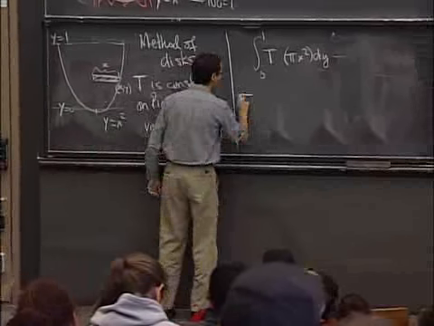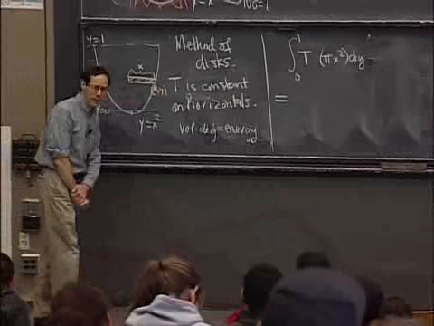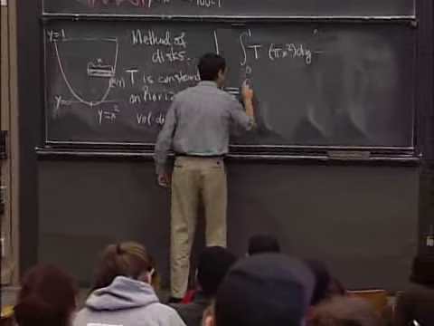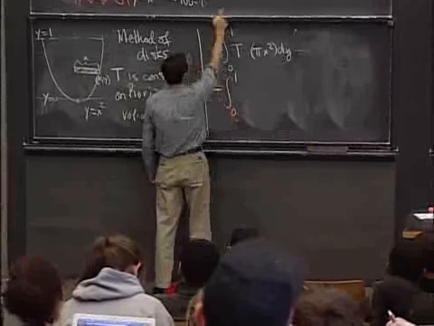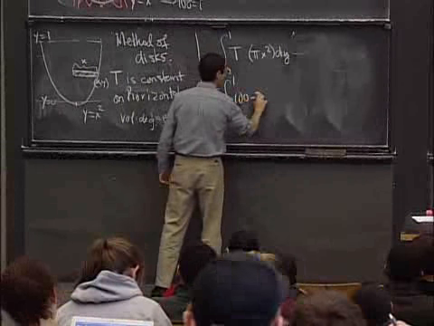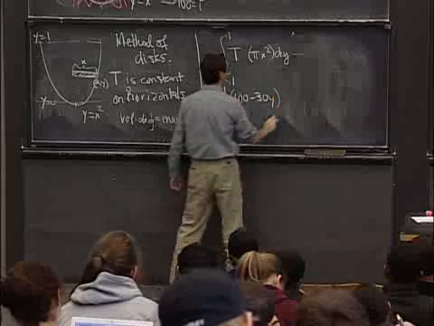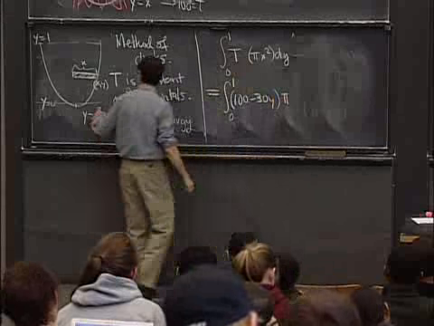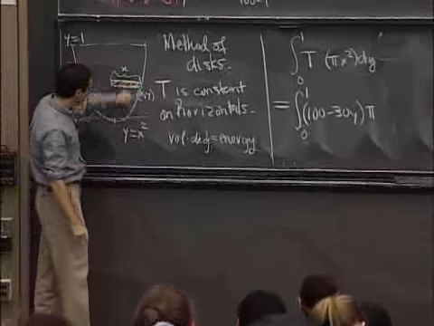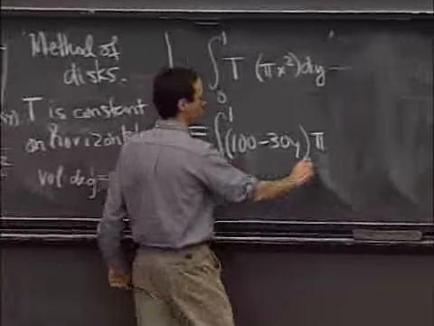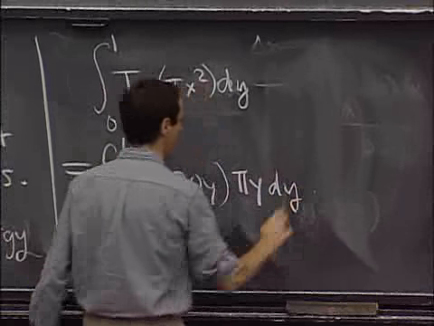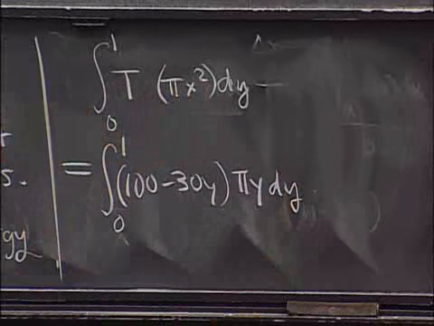Now I'm just going to plug in the various values for this. And what I'm going to get is T, again, is 100 minus 30y. And this radius is measured up to this very end, so x squared is y. So this is pi y dy. And this is the integral that we'll be able to evaluate.